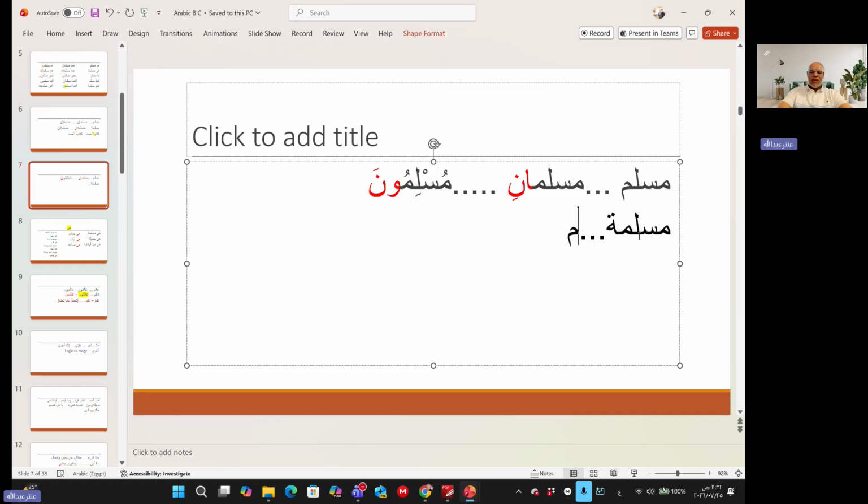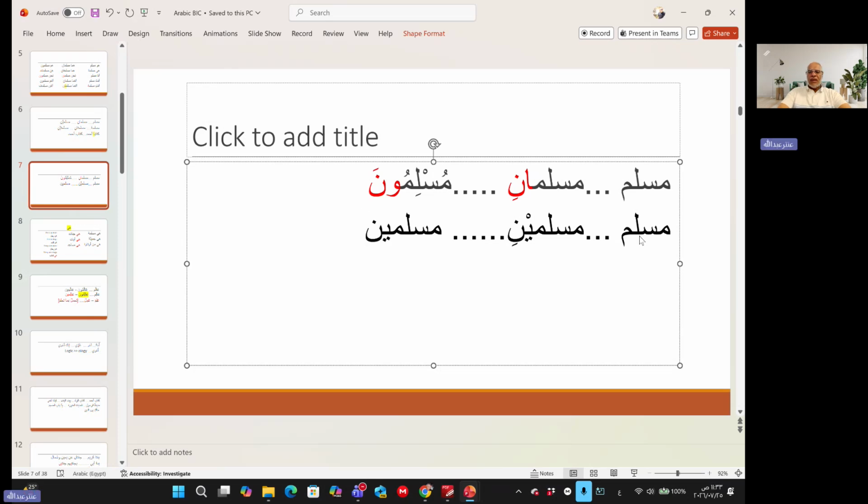Muslimatun. This becomes Muslimatani. Okay, let's talk about the female a bit later. But we have here Muslim, Muslimani, and Muslimuna. But we said that we can have another case. So Muslim, the same Muslim, becomes Muslimayni, right? Muslimayni. And this is still dual, but in the accusative case. The same thing happens here.